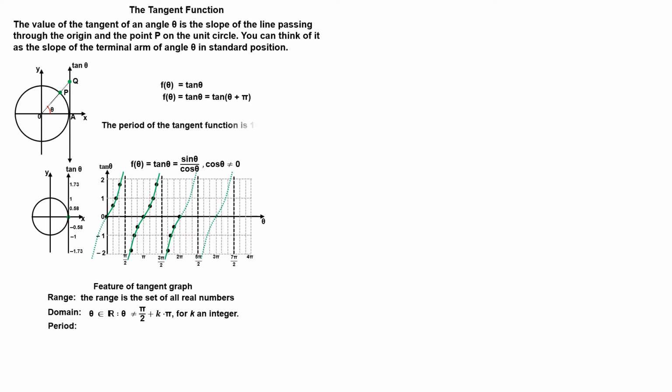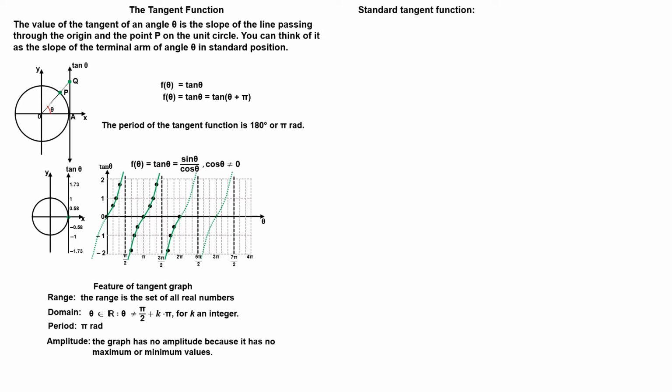The period is pi radians. Amplitude. The graph has no amplitude because it has no maximum or minimum values. We have just learned to draw the standard tangent graph.